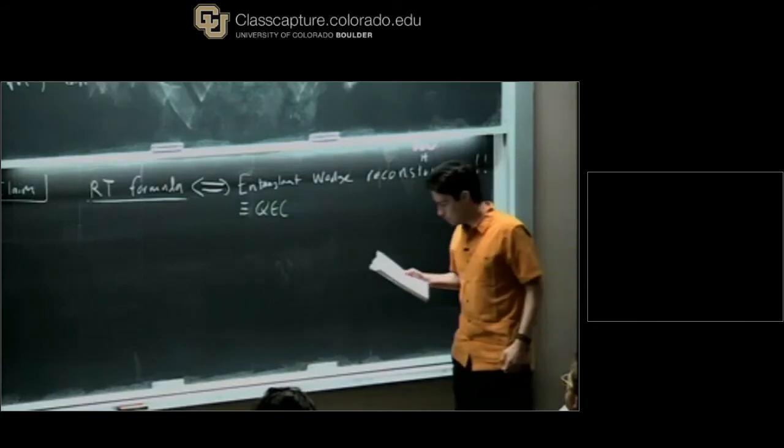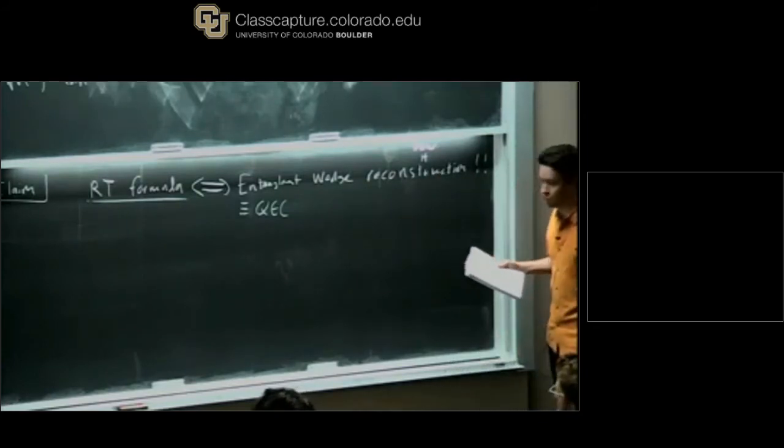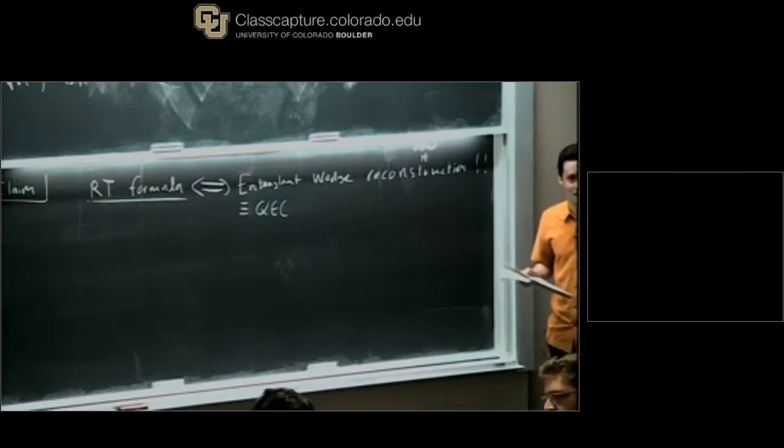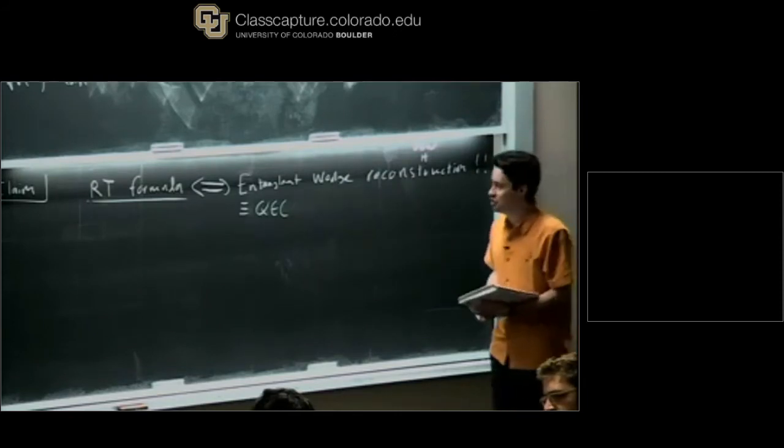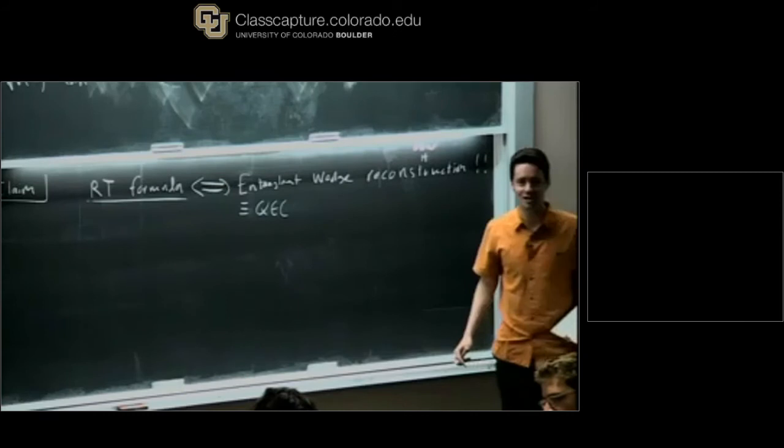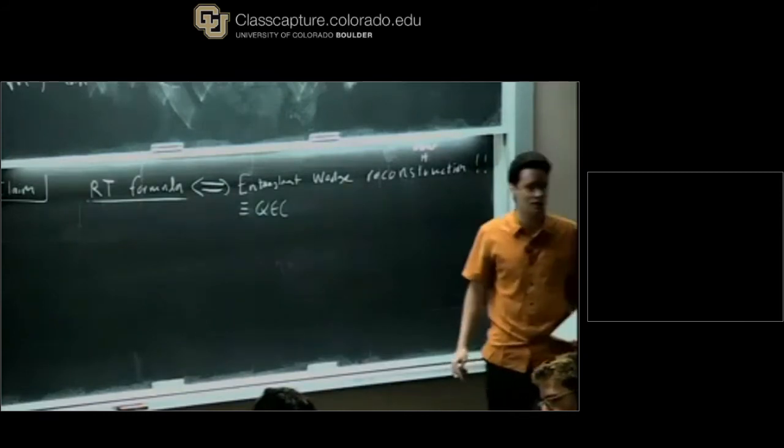Now, to go through that would take quite a bit of quantum information machinery, which I'm not going to get to in the last 10 minutes. So what I'll do instead is just show you that this is true in the three-qutrit code. We'll show that the three-qutrit code obeys the RT formula.